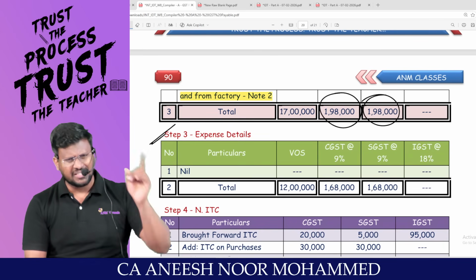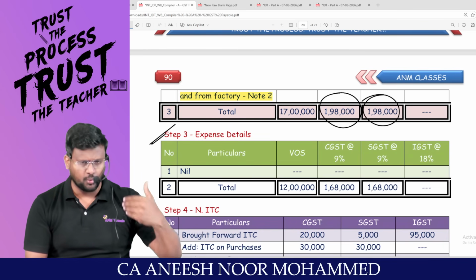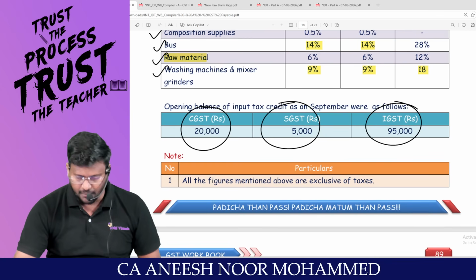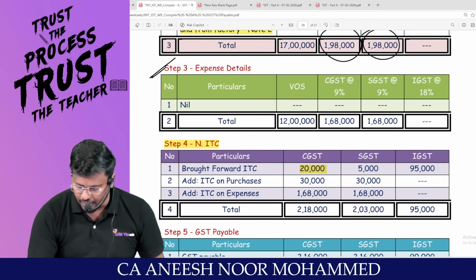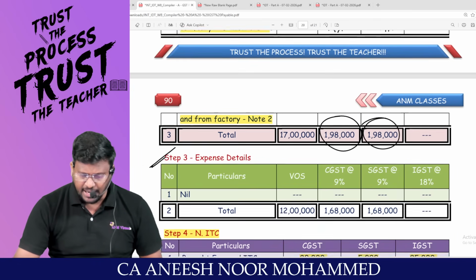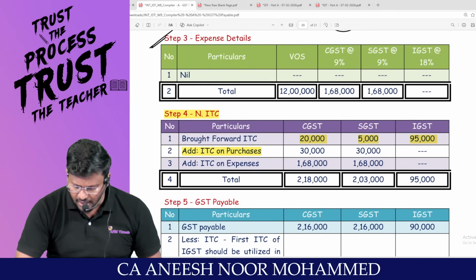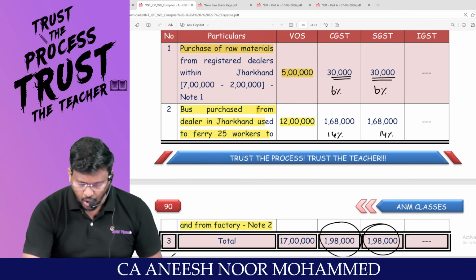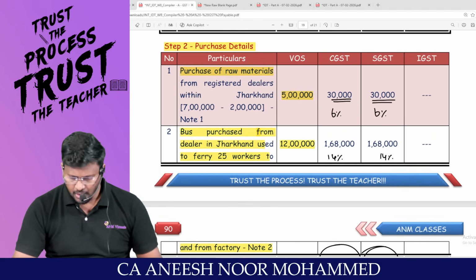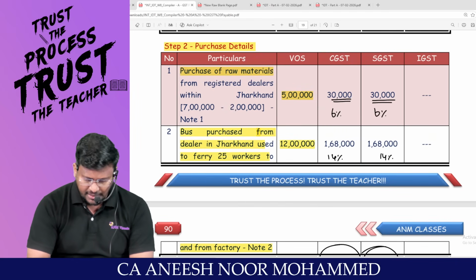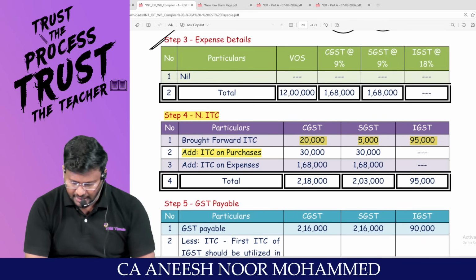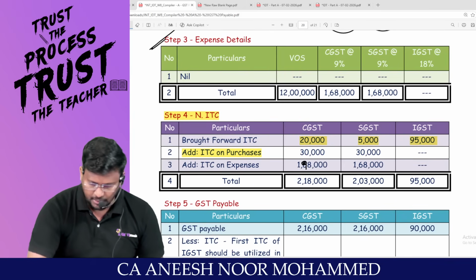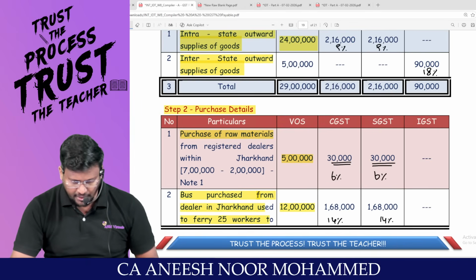Since I have incorporated the bus as purchases, there are no expenses. Otherwise, you can show it in expenses also. What is the net ITC, sir? Is there any opening balance of ITC given? Yes, 25,000 and 95,000. Am I right, sir? Add ITC on purchases. 30,000 for raw material and 1,68,000 for the bus. So 30,000 plus 1,68,000 comes to 1,98,000. That is the ITC for expenses. 1,98,000 and 1,98,000.